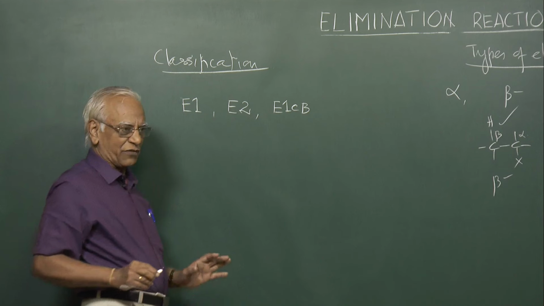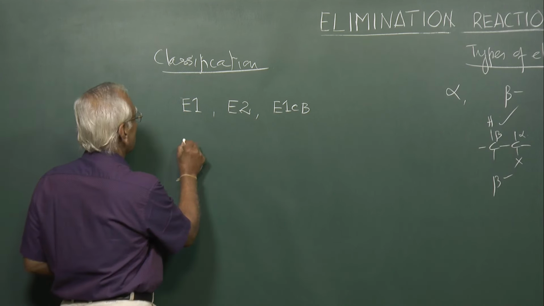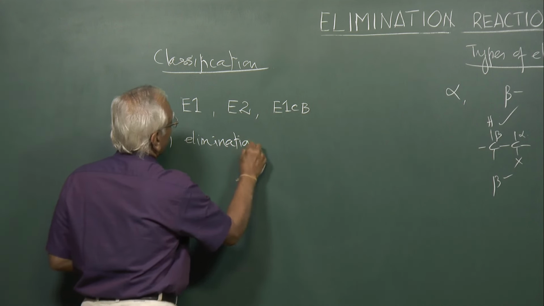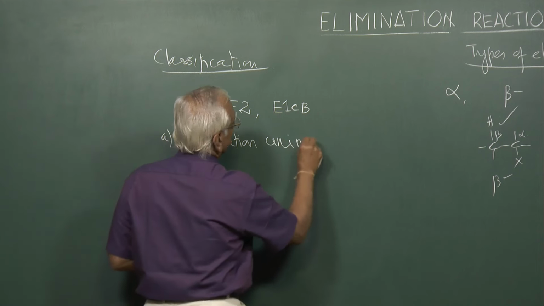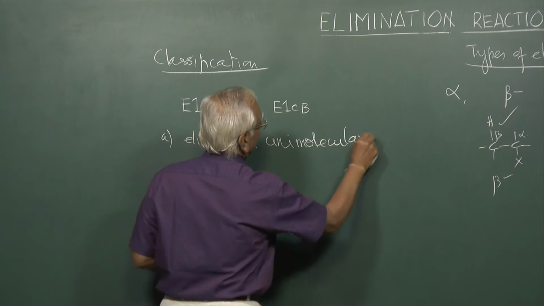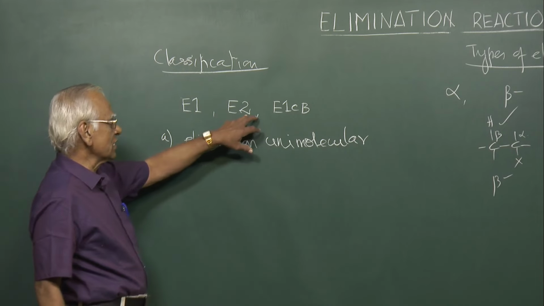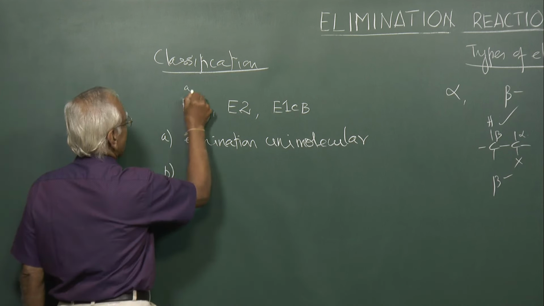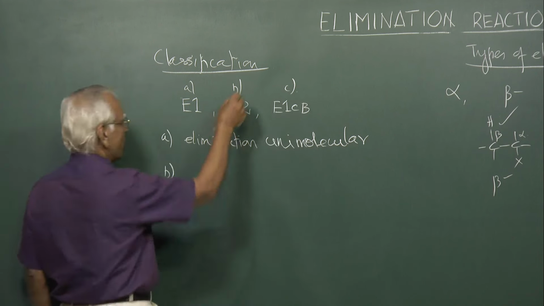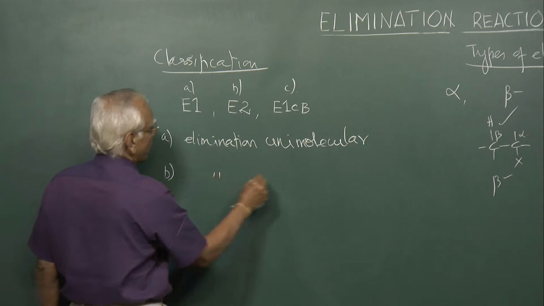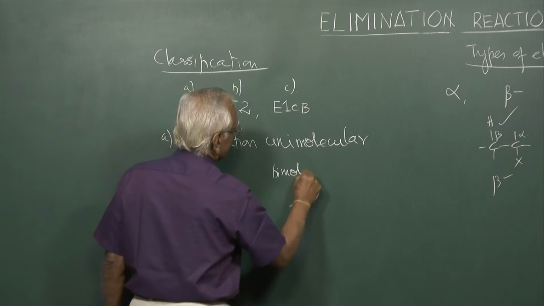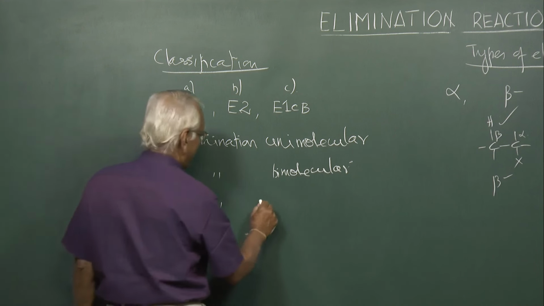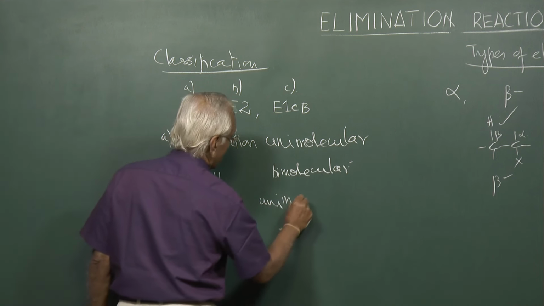E1 reaction, expansion of E1 reaction, is elimination unimolecular reaction. Molecularity is 1. The numbers indicate the molecularity. And obviously, this is A, this is B, and this is C. The expansion of E2 is elimination bimolecular reaction.